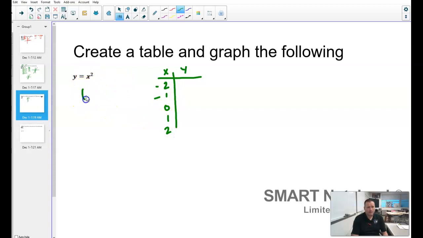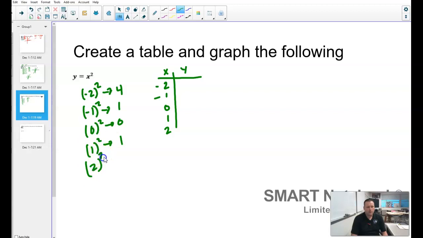If I plug in -2, remember I have to go -2 squared. It's got to be in parentheses here, which makes this 4. When I plug in -1, that makes it 1, because I'm going to square -1, which will give me +1. When I square 0, that still gives me 0. And when I plug in 1, that still gives me 1. And when I plug in 2, that gives me 4. So if you notice, there's this pattern that it repeats here.